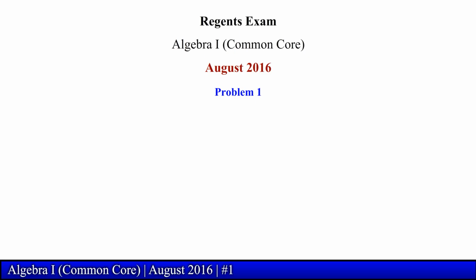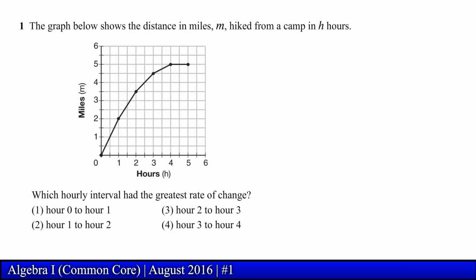Regents Exam, Algebra I, August 2016, Problem number 1. The graph below shows the distance in miles, m, hiked from a camp in h hours. Which hourly interval had the greatest rate of change?